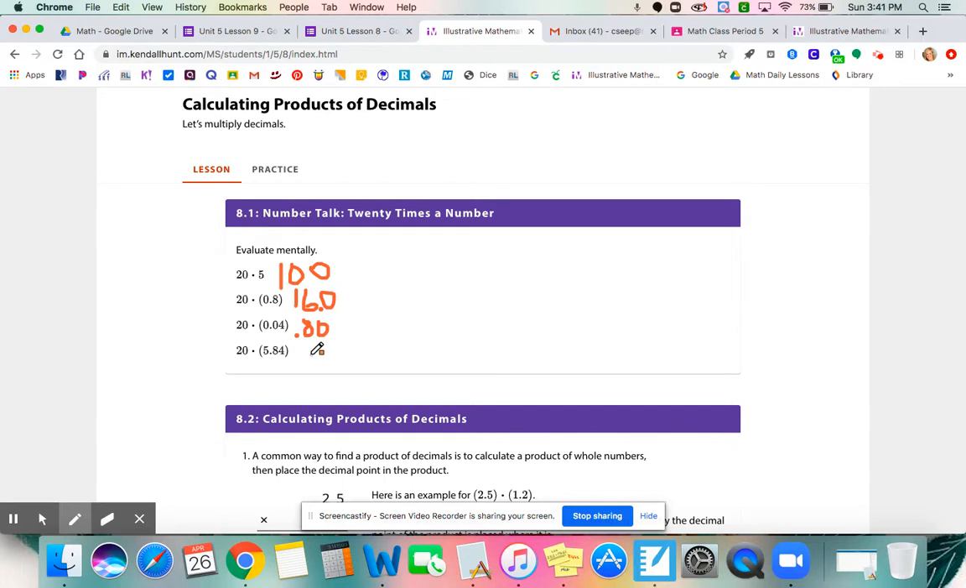So for this last one, it makes it easy because I already did 20 times 5. I already did 20 times 8 tenths. I already did 20 times 4 hundredths. That would mean my answer would be 116.8.